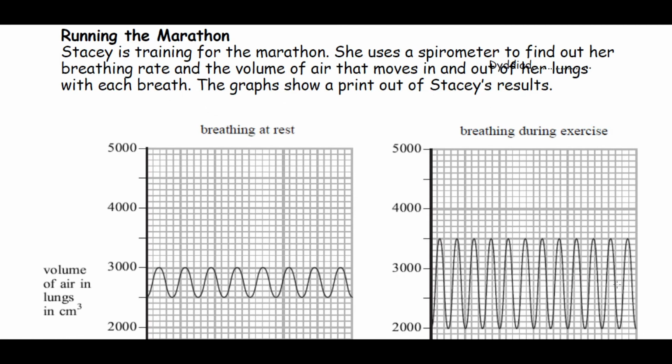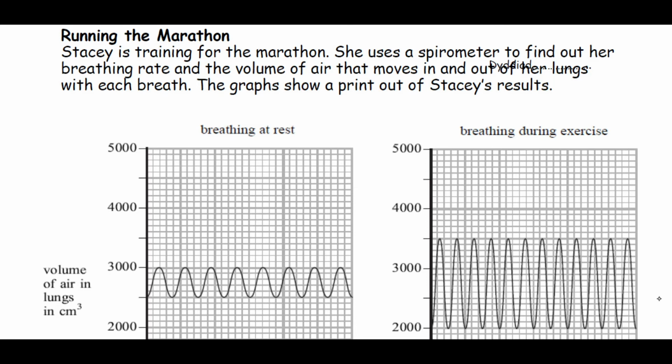So Stacey is training for a marathon. She uses something called a spirometer to find out her breathing rate and the volume of air that moves in and out of her lungs. And I know that Mr. Hancock has recorded a little video of using a digital spirometer that we have in the department, and you'll be seeing that a little bit later in the booklet when we cover the work on spirometers and peak flow meters. So it measures the volume of air that moves in and out of her lungs with each breath. And the graphs show a printout of Stacey's results.